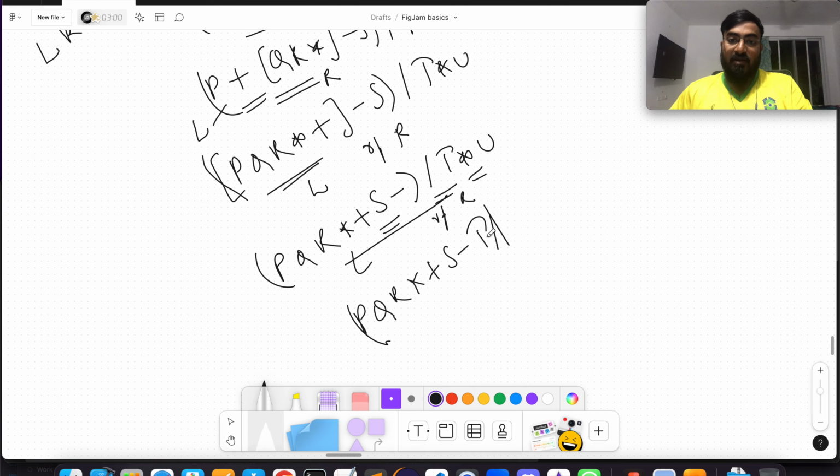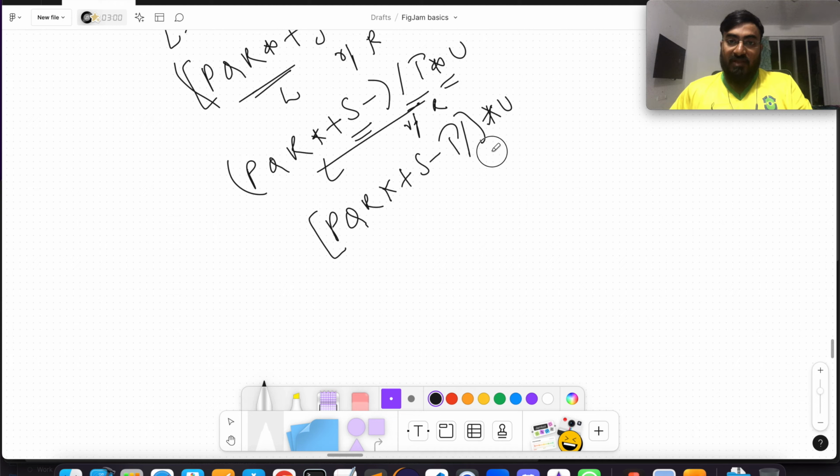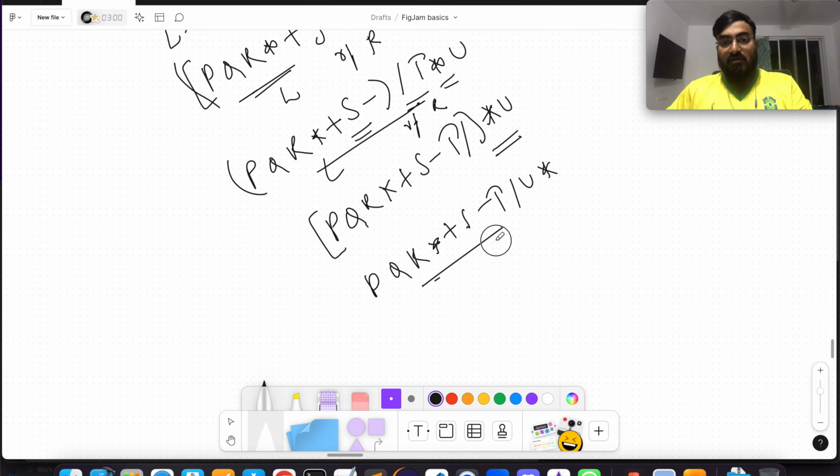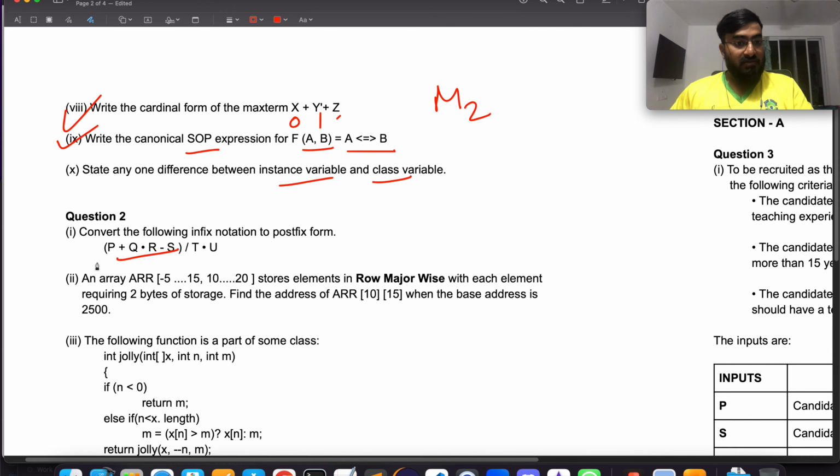Okay, this becomes a variable, and we do into U. Moving on, this has to be calculated to the same L R OP. So L is P Q R into plus S minus T slash U into. Okay, this is your answer. So this is done.